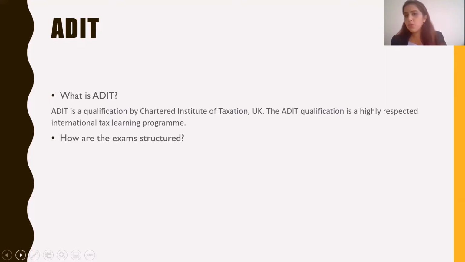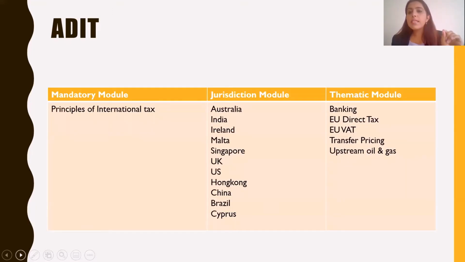How are the exams structured under this course? The exams are basically divided into 3 modules. The mandatory module, which is the Principles of International Tax paper; the jurisdiction module, which covers jurisdictions like Australia, India, Ireland, Malta, Singapore, UK, US, Hong Kong, China, Brazil, and Cyprus; and the thematic module, which consists of banking, EU direct tax, EU VAT, transfer pricing, and upstream oil and gas.